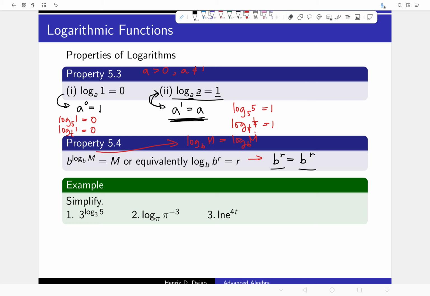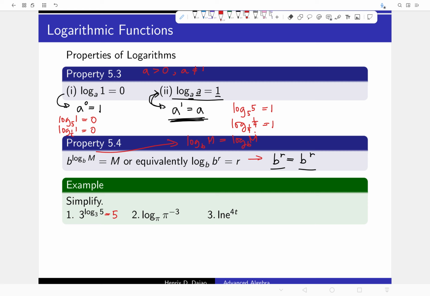So for number 1, we have 3 raised to log of 5 with base 3. It is obvious that we are going to apply property 5.4. So if our b here is 3, and log of 3 raised to 5, of course the answer is m. So in this case, the answer will be equal to 5.